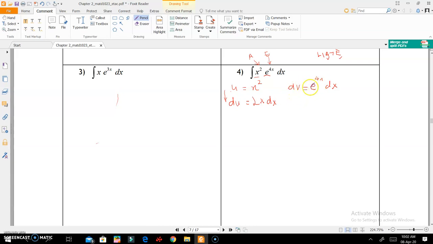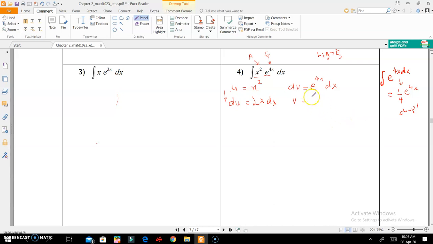And from dv, we are going to get the value of v. In order to get v, you need to integrate. I hope you can go back to chapter 1 and study what happens if we integrate e to the power of 4x dx. The answer will be 1 over 4 e to the power of 4x. How you get this one, you need to refer to chapter 1, or you can ask me later on this part.